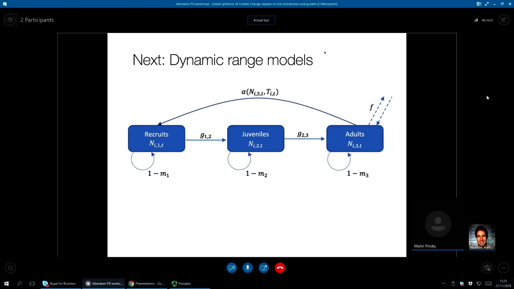And then the last thing I want to mention that I touched on a little bit yesterday is that right now we're moving towards dynamic range models, which I think are an interesting hybrid between really intensely mechanistic models for single species and these very correlative statistical models for many species all at once. The idea is that we model the population dynamics. We've started out just thinking about sort of three size classes and transitions between those size classes and recruitment and movement across space.